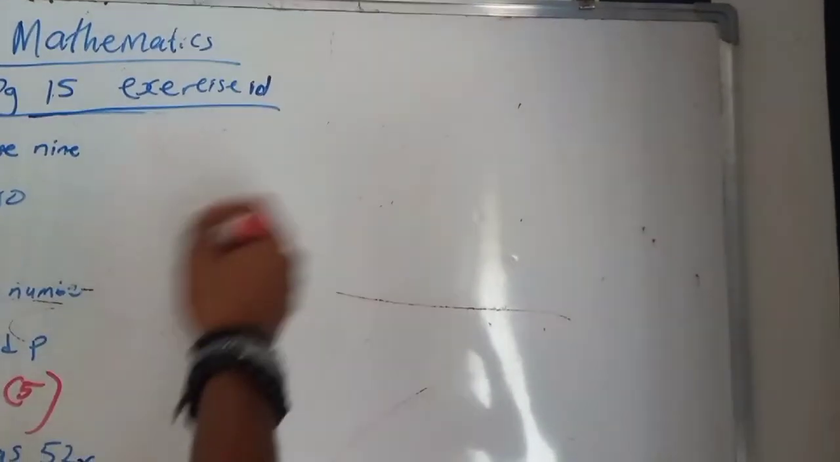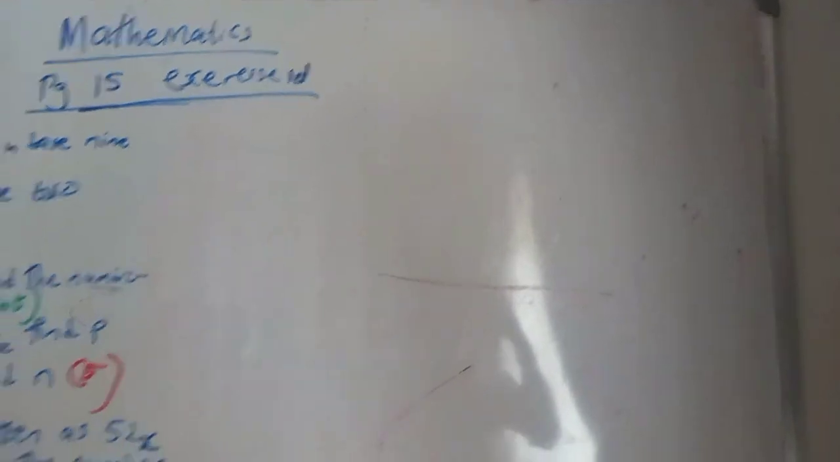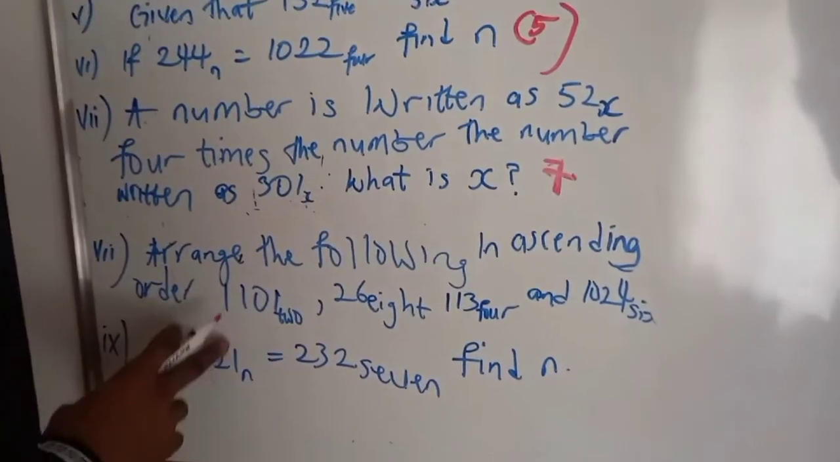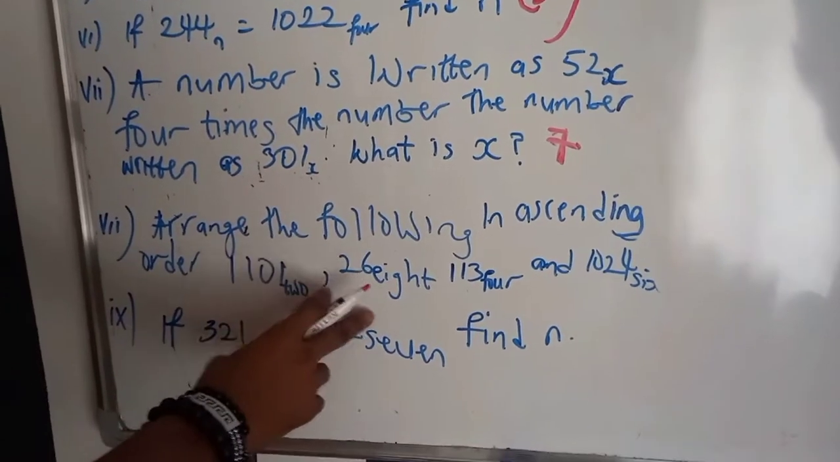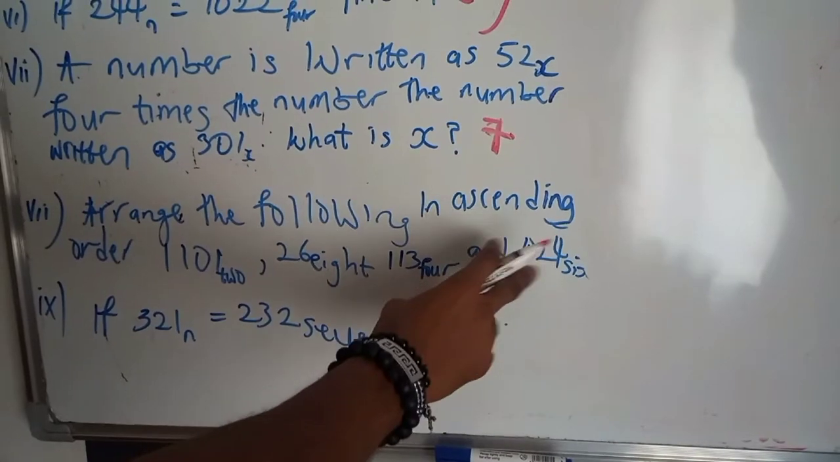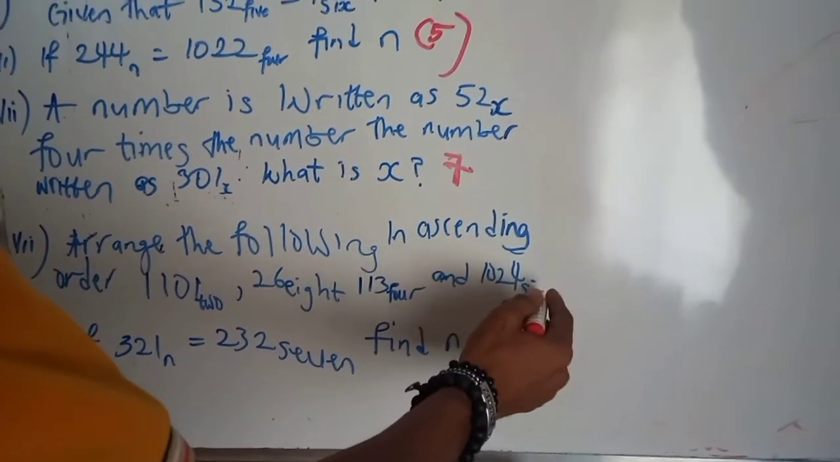So we can then say that we have the next question, which is number 8. Arrange the following in ascending order: 1101 base 2, 26 base 8, 113 base 4, and 1024 base 6. So let's do it now.